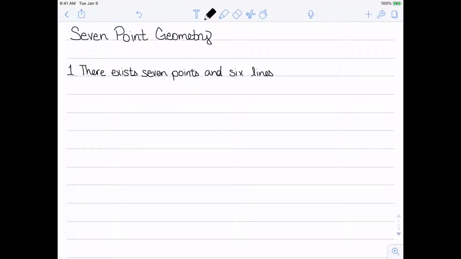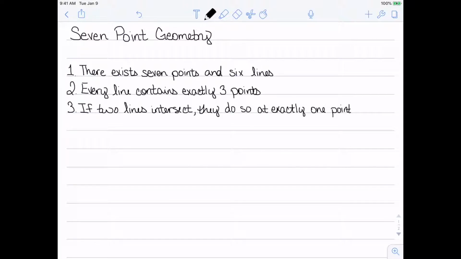The first thing we need is we want there to exist 7 points and 6 lines, hence the 7-point geometry. The next thing we want is every line to contain exactly 3 points. Before, we needed a line to contain a minimum of 2 points. Now we want it to be exactly 3. And the final one, if 2 lines intersect, they should do so at exactly 1 point. So if they intersect, they should only intersect at 1 point. They can't intersect at more than 1 point.